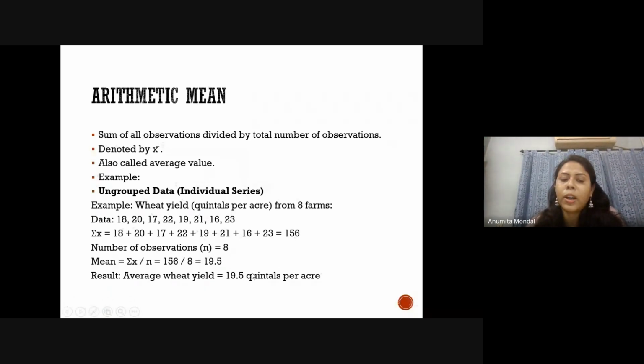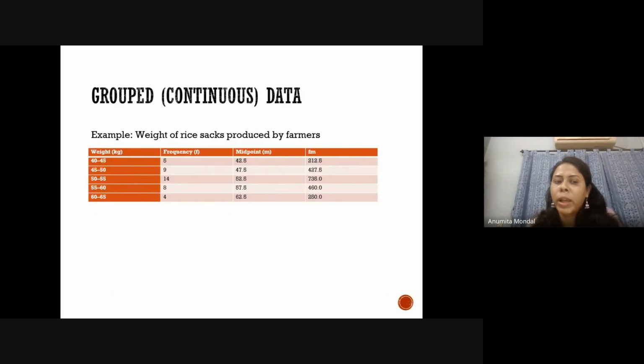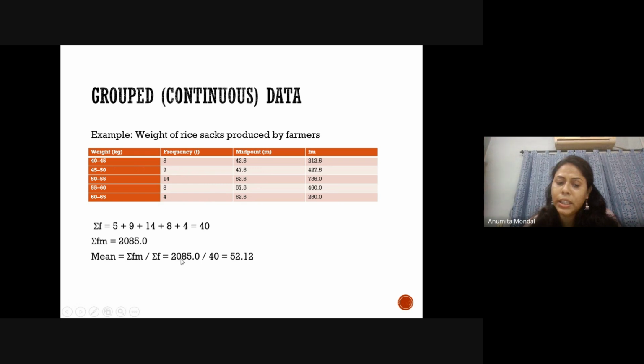Now, this is for ungrouped data, when the data is given in a single form. When the data is given in a group form, like in some intervals, then in this case x is not known to us. So we first want to know what our x is. x is the midpoint of the variables. Then we take the summation of f, and then we multiply f and m and take their sum. And last, we divide the sum of fm by the sum of f, and this gives you the mean of the data.